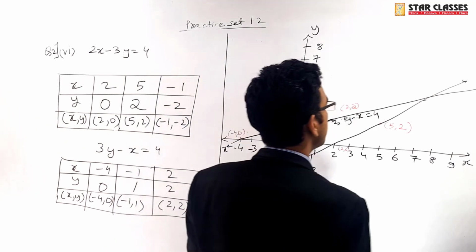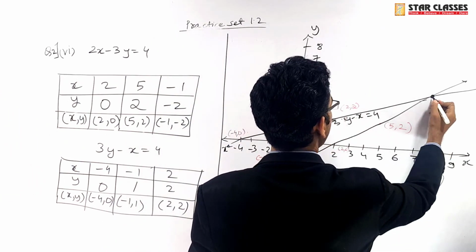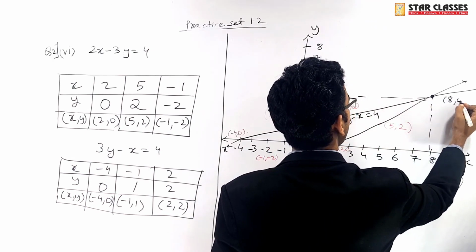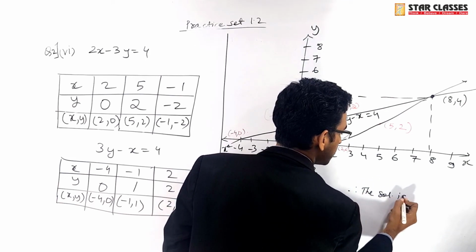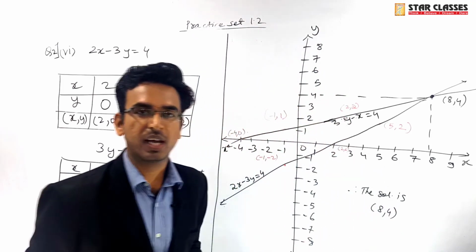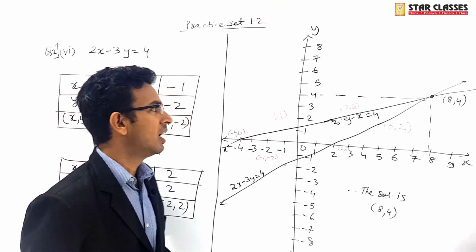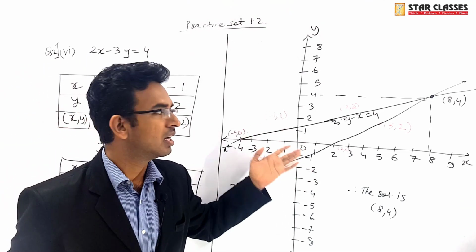So the intersection point of these two will be somewhere here. That is x is 8 and y is 4. Therefore, the solution is x is 8 and y is 4. Okay. Now you can try the rest of the questions on your own, because the rest of the questions are very similar to the questions I have done in the class.